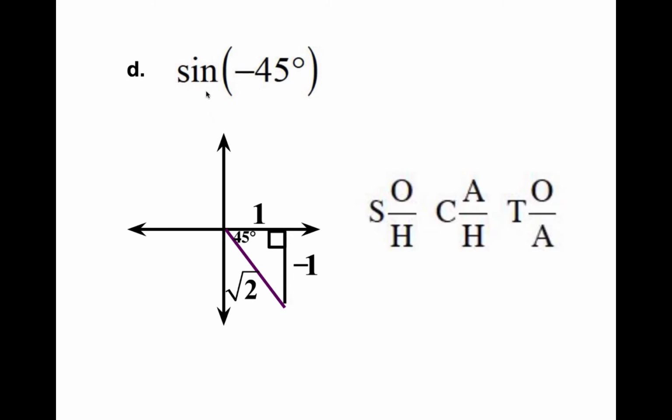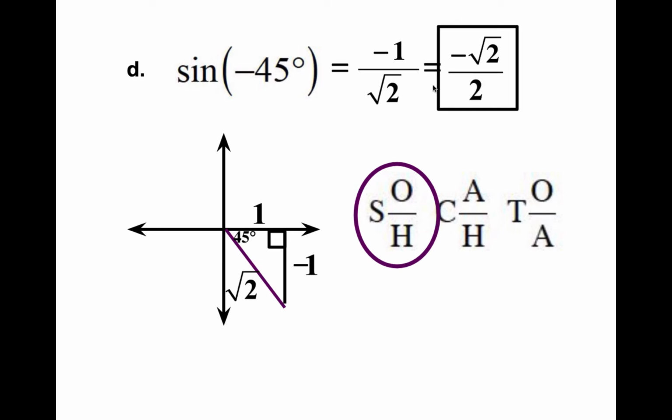We're finding the sine ratio, which is O over H. So from my reference angle, the opposite is -1. The hypotenuse is root 2. So this rationalizes to negative root 2 over 2.